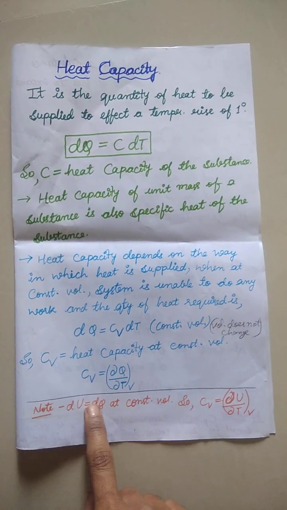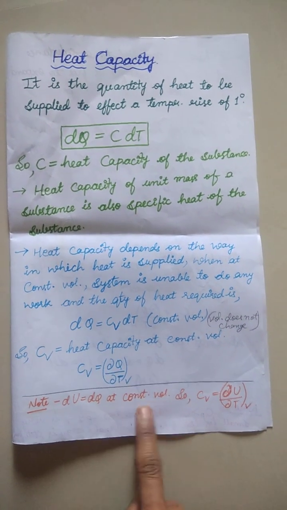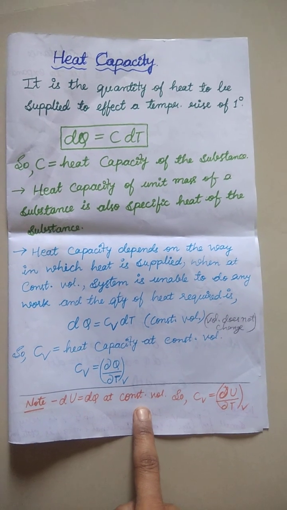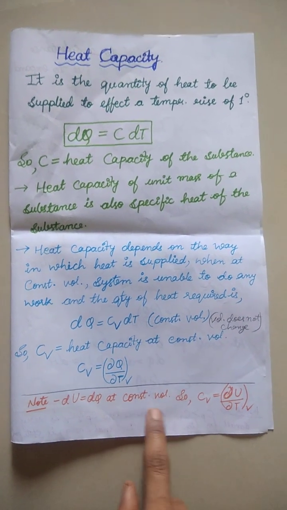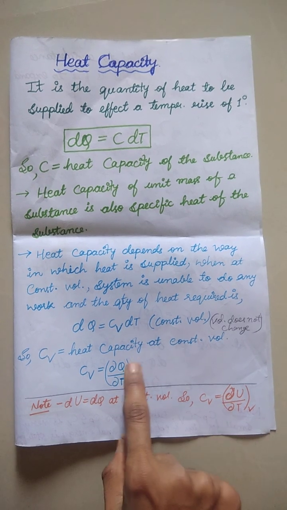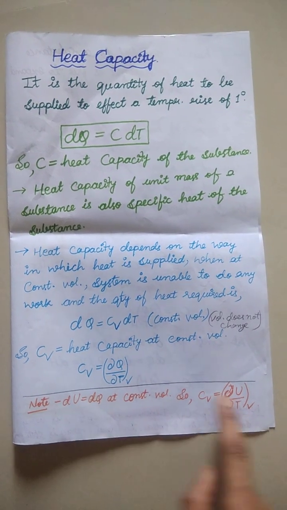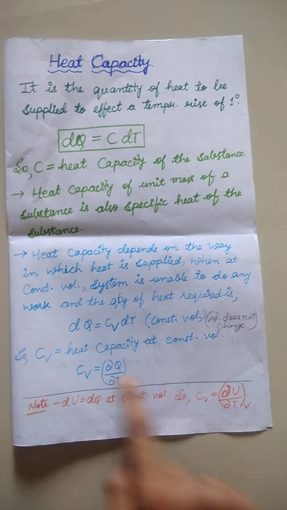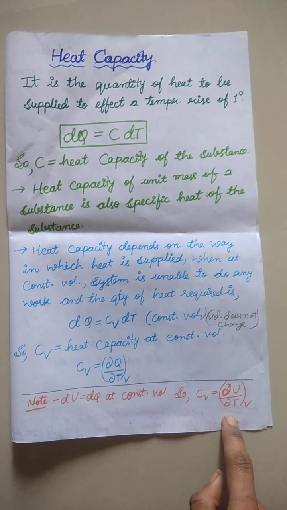One note point is dU equals dq when the process is at constant volume. So this is the important note point. In the place of dq we just substitute ∂U, so Cv equals ∂U/∂T at constant V.